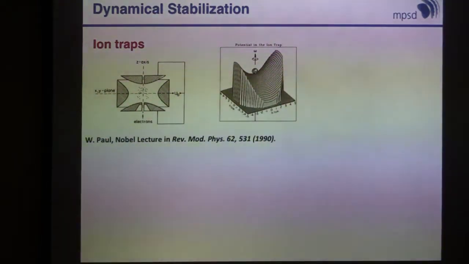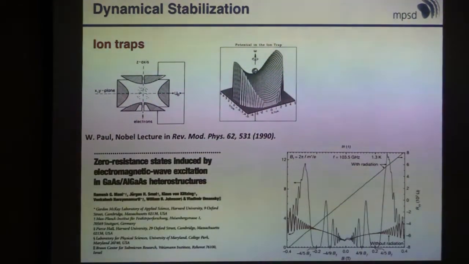But now what these people came up with, so this comes from Wolfgang Paul's Nobel lecture, is they add an AC modulation to the multipolar fields, and effectively what they do is they make the saddle point rotate. And so the particle will feel a trapping potential only because I have an AC perturbation. Again, another example of where I can stabilize one particular state of a physical system by modulation.